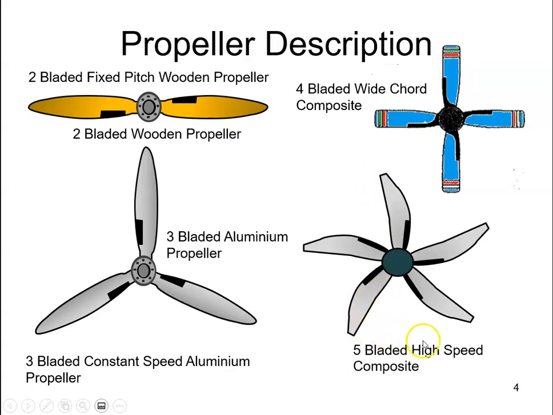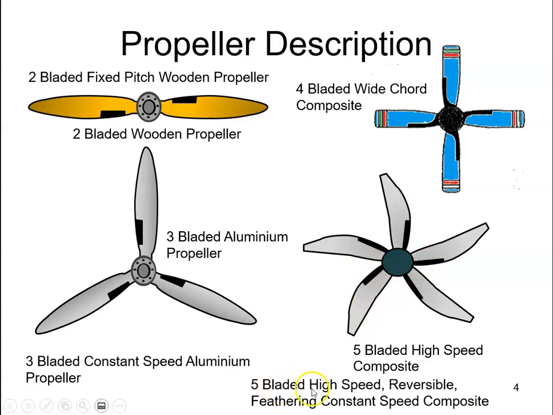We could have a five-bladed high speed, and the high speed refers basically to this shape here, and we'll be talking about that in another video. A full description of this propeller might be, it's a five-bladed high-speed reversible. Okay, so this means we can go to reverse pitch, feathering. The propeller can go to the feather position if the engine shuts down. It's a constant speed, and it's made from composite material. So the description of the propeller can tell us a lot about how it's constructed.